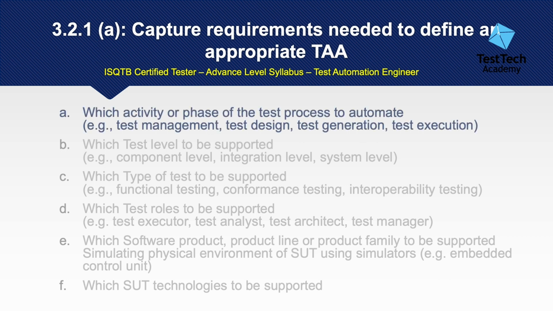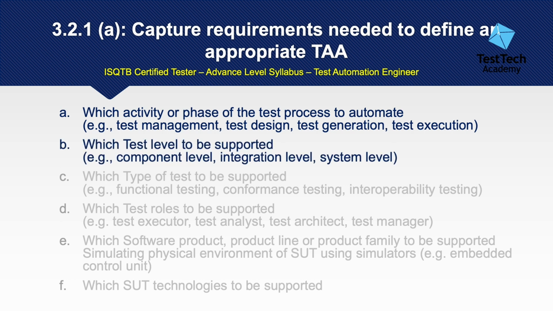The first requirement to consider is which activity or phase of the test process should be automated. This could include test management tasks, test design activities, test generation processes, or test execution activities. For instance, if we are automating test execution when designing the test automation architecture, we'll need to focus on designing and implementing test scripts to verify the functionality of the software under test.